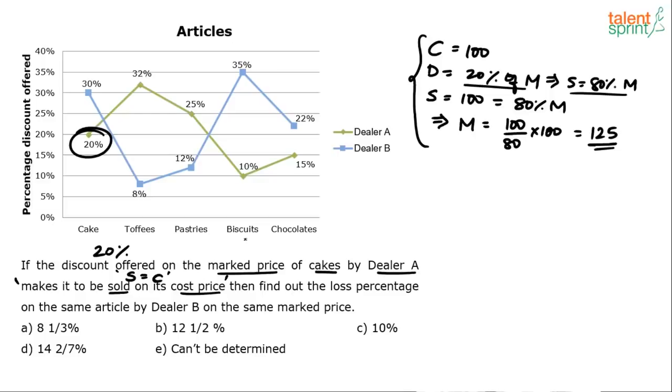I know that the marked price is 125. Now, find out the loss percentage on the same article by dealer B. Same article is cake. Dealer B, the discount he is giving is 30% on the same marked price. Now let's talk about dealer B.